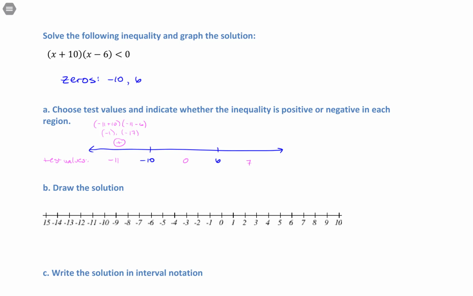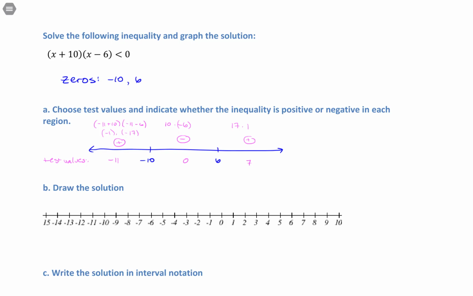If I chose 0, then what happens is 0 plus 10 is 10. 0 minus 6 is -6. So the result of a positive and a negative is a negative value. Lastly, if I chose 7, then 7 plus 10 is 17, and 7 minus 6 is 1, so the result of these two values gives me a positive answer.